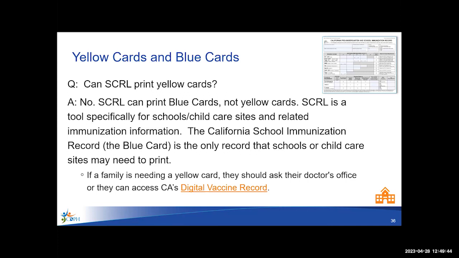Next question is, can Squirrel print yellow cards? And the response is no. Squirrel can print blue cards, not yellow cards. Squirrel is a tool specifically for school and childcare sites and related immunization information. The California School Immunization Record, that is the blue card, is the only record that school or childcare sites may need to print. If a family needs a yellow card, they should ask their doctor's office, or they can access it from California's digital vaccine record.